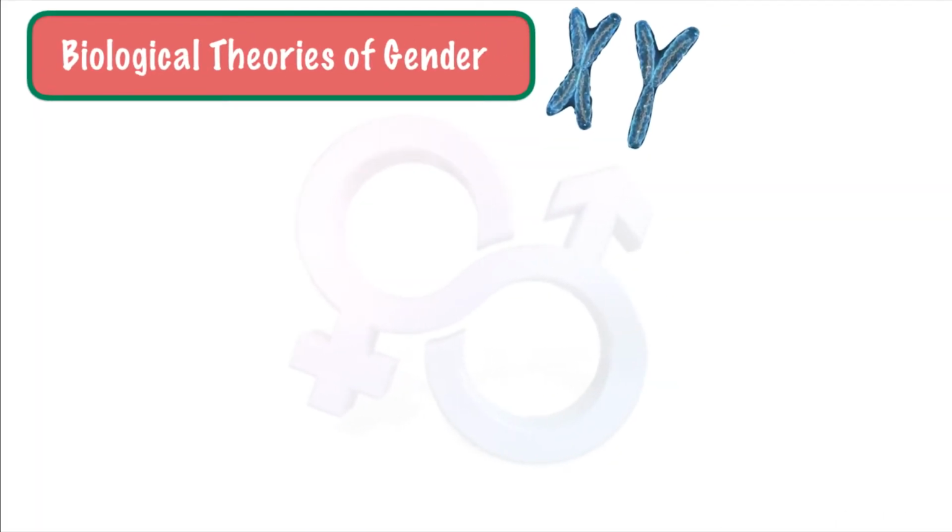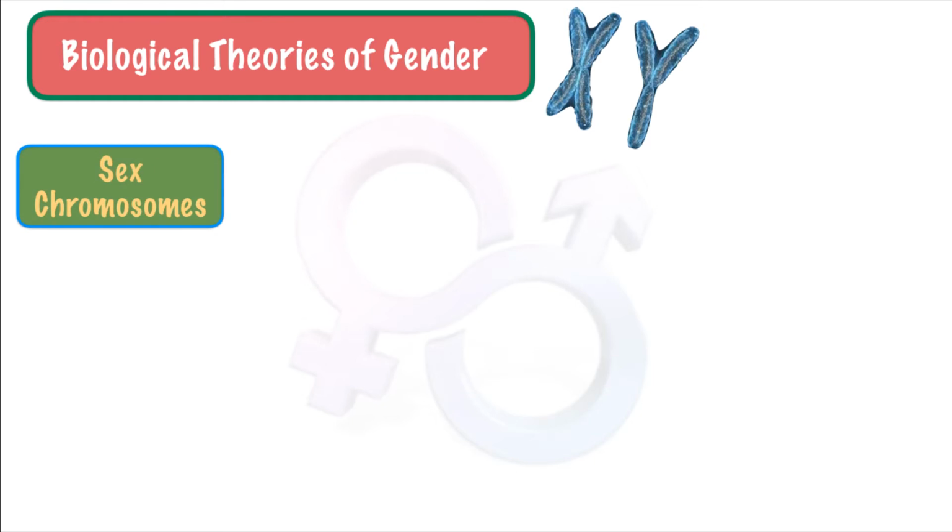Okay, the biological theories focus on how sex chromosomes, hormones, brain specializations affect individuals. Biological characteristics of sex are the basis for differences. So let's begin with the chromosomes, sex chromosomes. There are X and Y chromosomes that determine if a person is male or female. Most people inherit one sex chromosome from each parent.